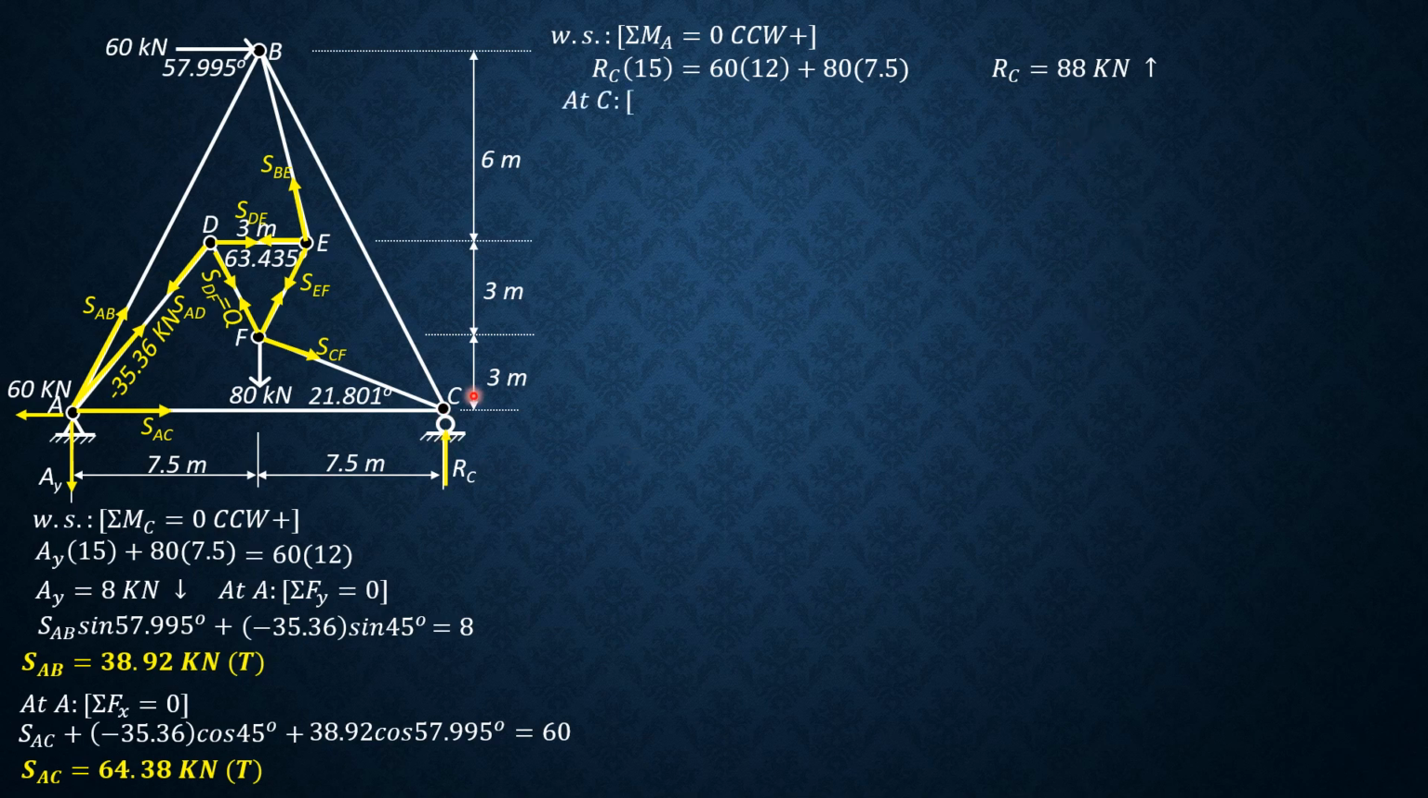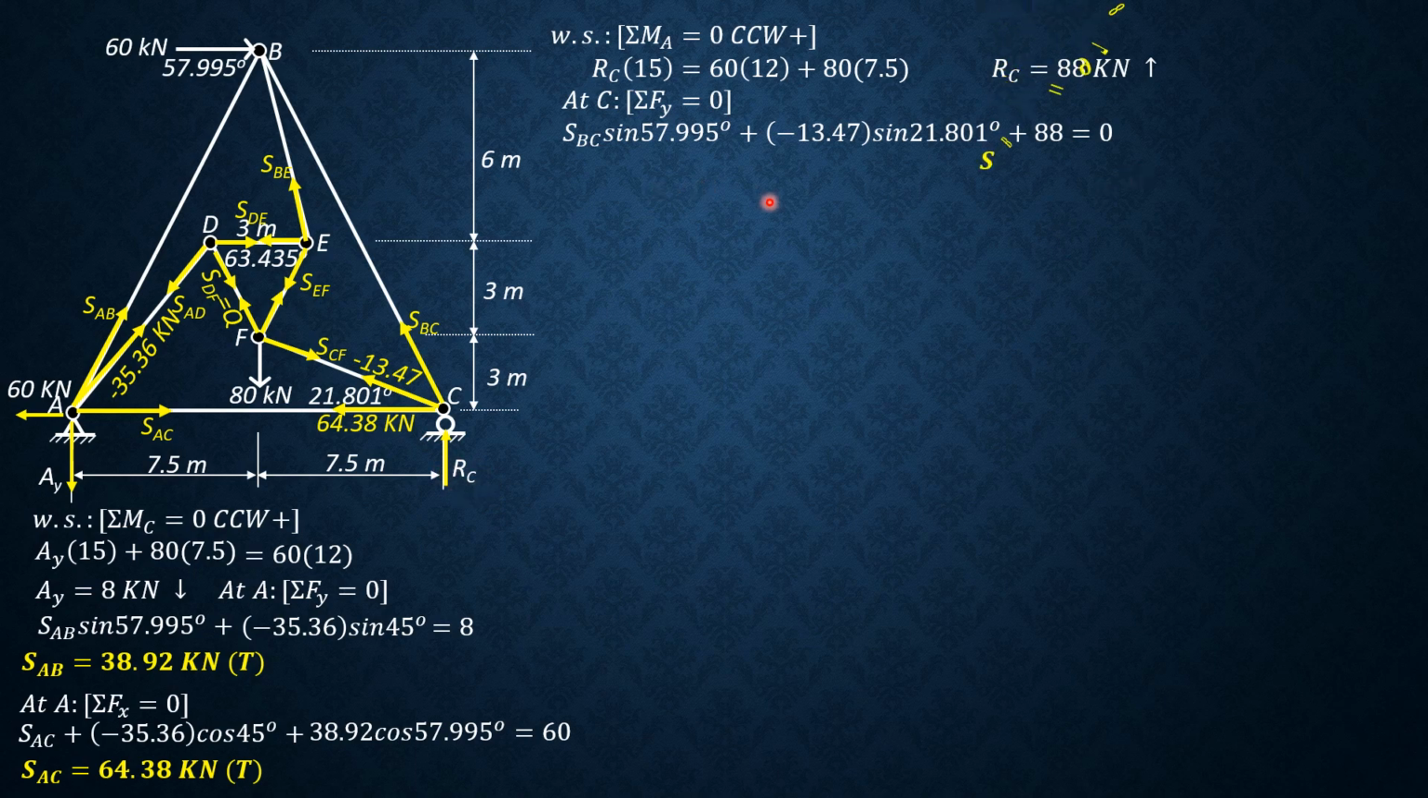Then we proceed to joint C, summation forces Y equals 0. Then these are the forces, and remember the angle BC is 57.995 degrees with horizontal. So summation forces Y equals 0: SBC sine of 57.995 degrees plus negative 13.47 sine of 21.821 degrees plus RC, which is 88, equals 0. So therefore SBC is negative, so it is compression, 97.87 kilonewtons compression.